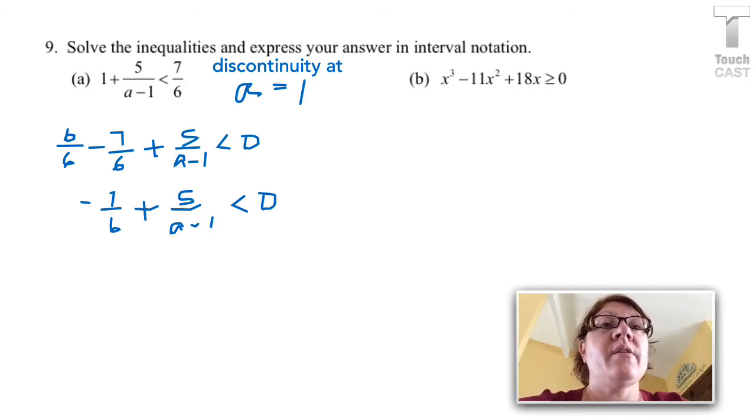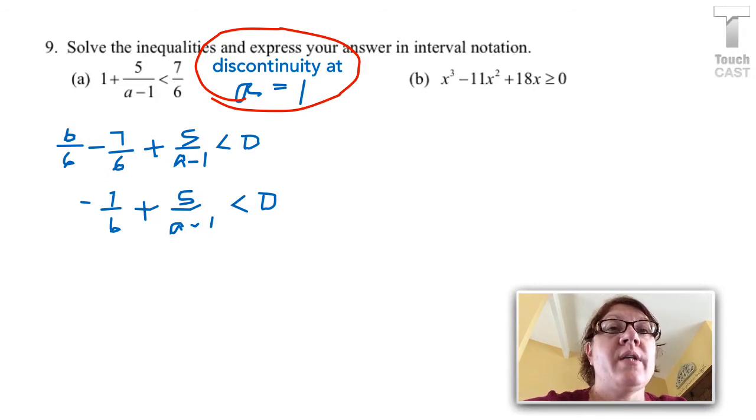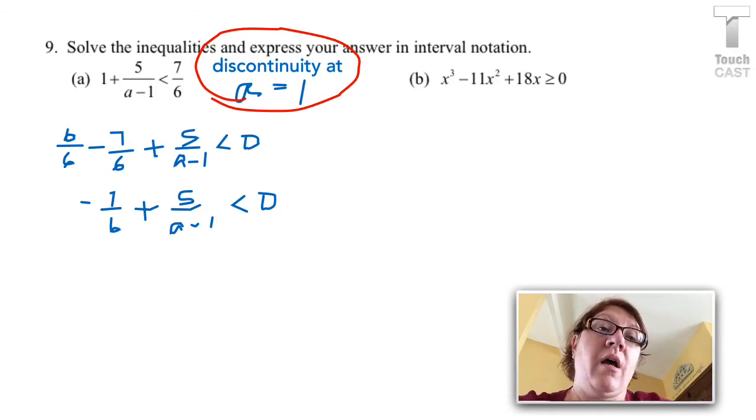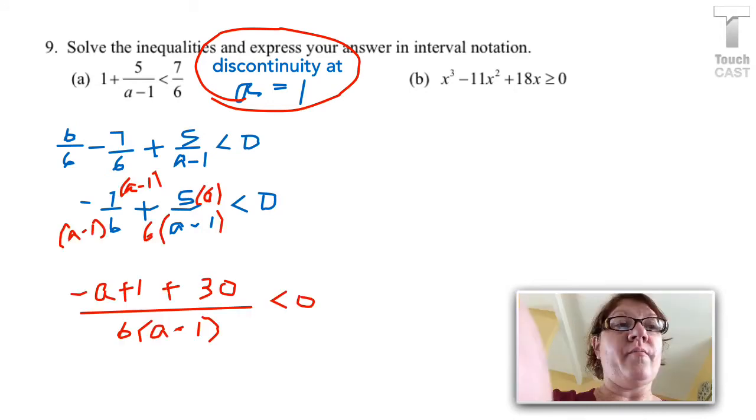Okay, so first thing I did is I wrote down my no-no number. So I have a discontinuity at a equals 1. In other words, a can't be 1 because it'll cause that denominator to be 0. And I've moved the 7/6 over, and at the same time I rewrote 1 so that it had a common denominator and I could subtract those two fractions. Okay, so now I have to get a common denominator, which is 6 and then a minus 1. So I'm going to give everything that. So you can see I had to multiply the first fraction by a minus 1 and the second fraction by 6 in order to get that common denominator.